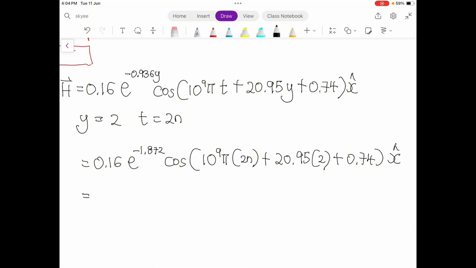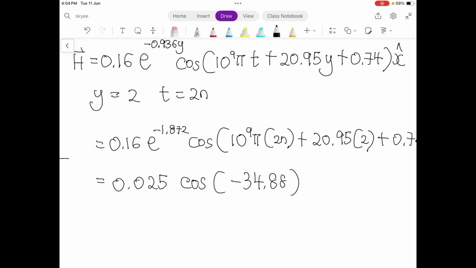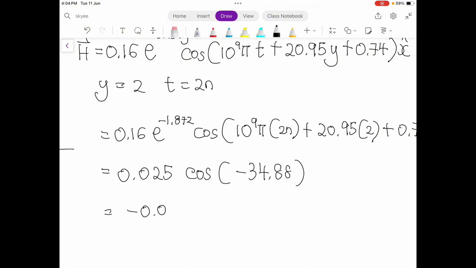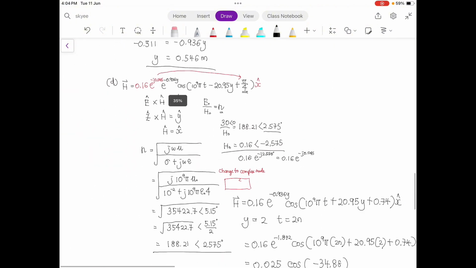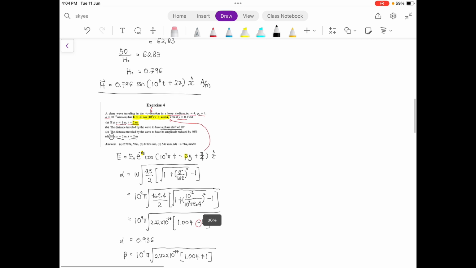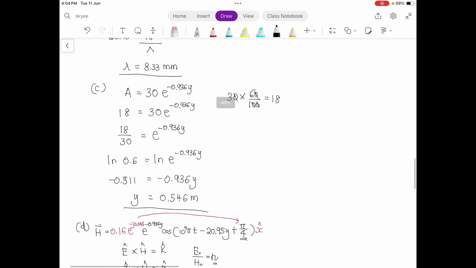Okay, so here you will get 0.025 and cos negative 34.88. Then you get your answer, negative 0.024 in the x directions, and the unit is ampere per meter. So this is your H. Oops.